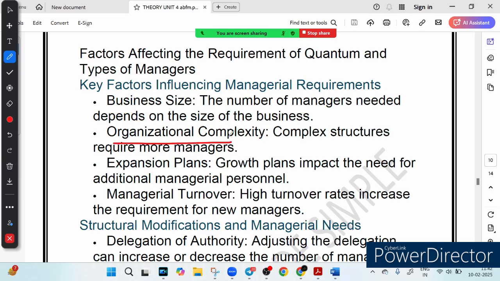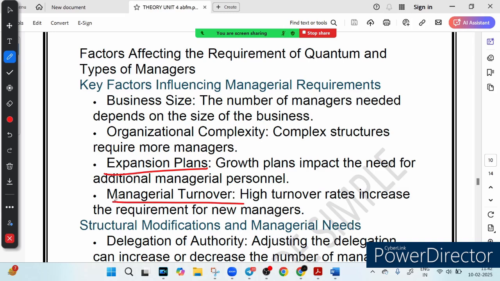The second is organization complexity. If a company has a complex structure with multiple departments and locations, it naturally needs more managers to keep things under control. Just like a cricket team needs different coaches for bowling, batting and fielding. That is what we call organization complexity. Then we have expansion plan. That means planning to grow or open new branches. That means hiring additional managers to handle the increased responsibility.